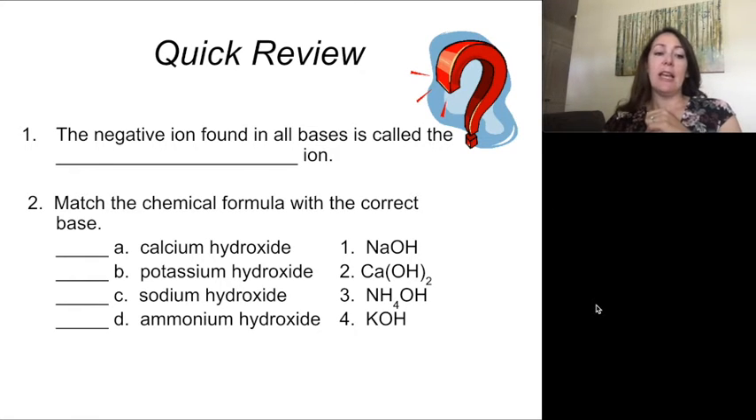So as a quick review, the negative ion found in all bases is called the hydroxyl ion, hydroxide ion. And then 2, match the chemical formula with the correct base. See if you can figure this out by looking at a periodic table and looking at the names of these chemicals that are the elements that are in these chemical formulas. So take a second.